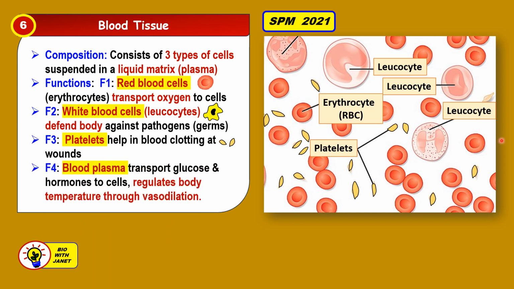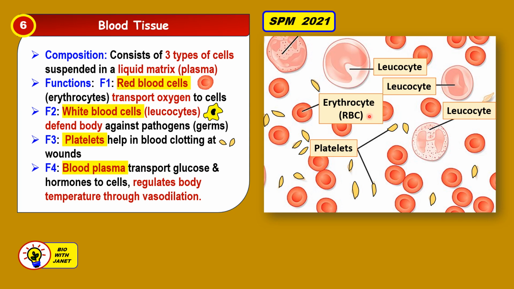Now, fourthly, the other component of blood is blood plasma, the fluid part. Plasma transports glucose and hormones to cells, and regulates body temperature through vasodilation, right? Because the plasma carries the heat from the body. It absorbs the heat from the body, okay? So this heat can be lost from the body through vasodilation, when the blood vessels expand a bit and carry more blood to the surface of the skin. Okay, then the heat will be lost from the blood to the environment.